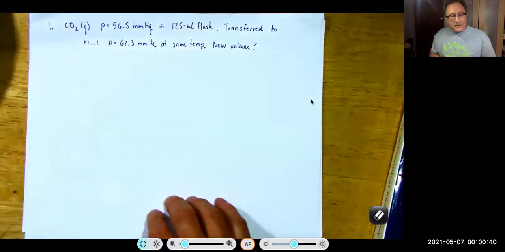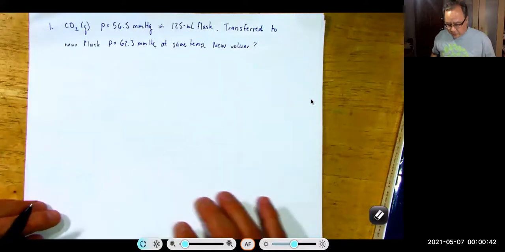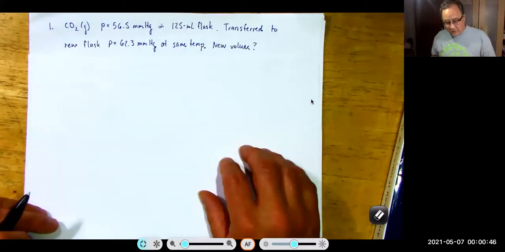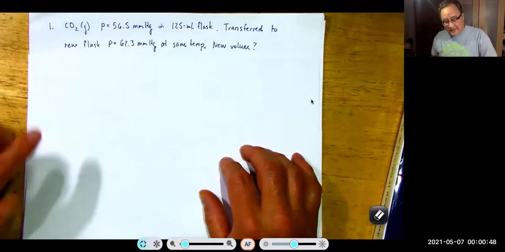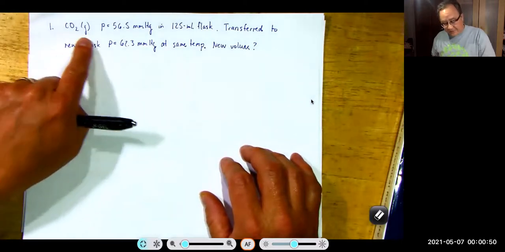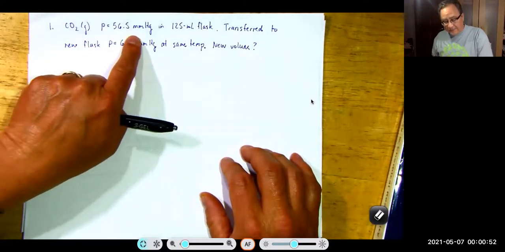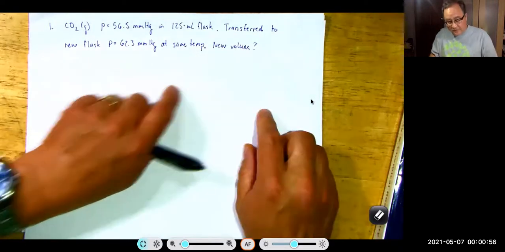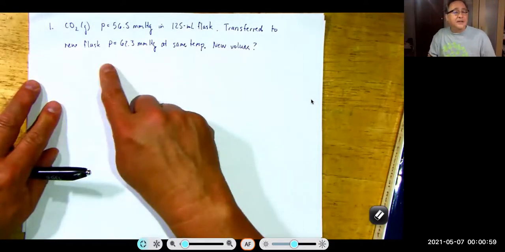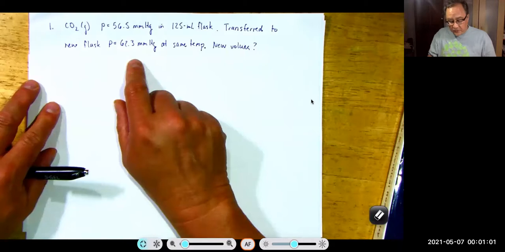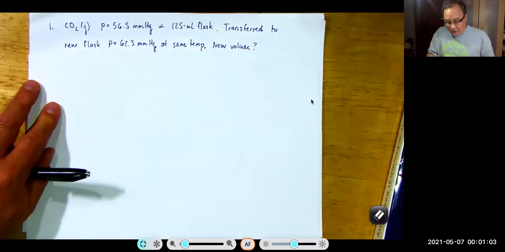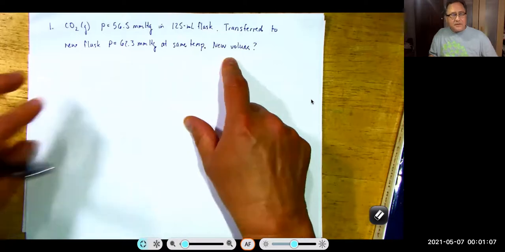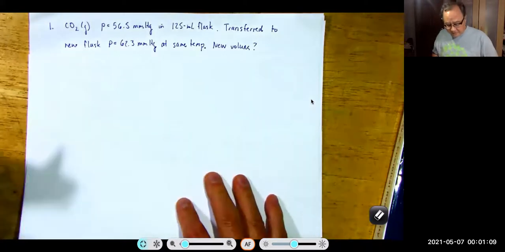Okay, we're looking at homework solutions for chapter 10, the gas chapter. So the first problem is that you have some carbon dioxide gas. The pressure is at 56.5 millimeters of mercury. It's in a 125 milliliter flask. You transfer the gas to a new flask, and the new pressure is 62.3 millimeters of mercury at the same temp. What is the volume of the container that you transferred it to?